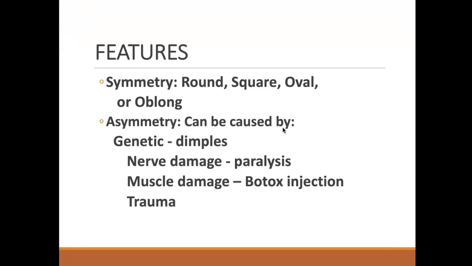The head should be fairly symmetrical. They may have a different shape: round, square, oval, oblong. Anything asymmetrical might be caused by something genetic, such as dimples, which is minor, or there might be some type of underlying medical issue or trauma, such as nerve damage. Botox does cause some nerve damage. It basically paralyzes the nerves in different areas of the face to decrease wrinkles.